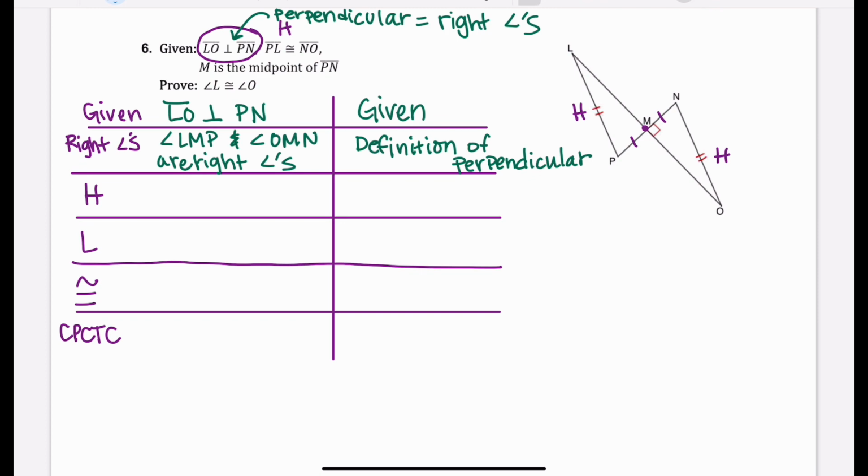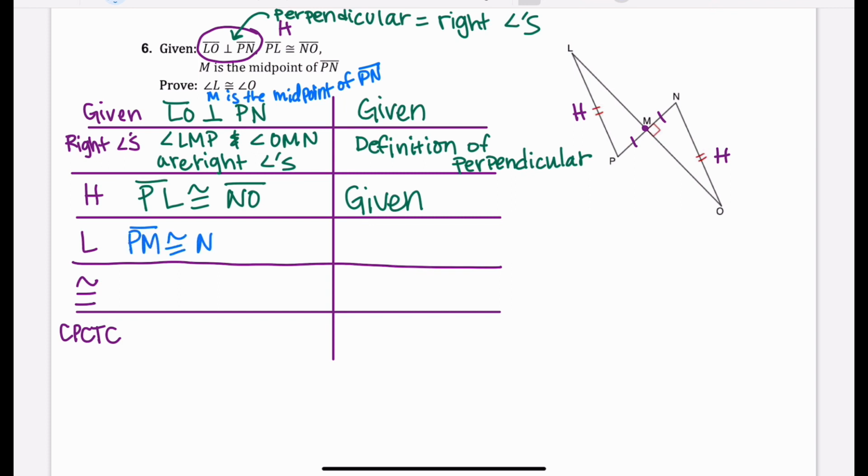We're going to show that the hypotenuses are equal. That is given. PL is congruent to NO. Now we're using the definition of midpoint. I need to write that as extra information. I didn't write it earlier, so I'm just going to put it up at the very top. M is the midpoint, and that is also given. So the leg PM has to be congruent to NM, and that would be because of the definition of midpoint.